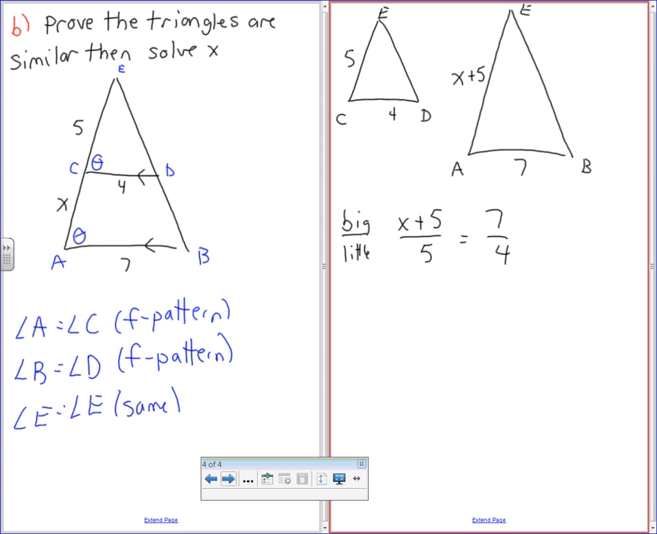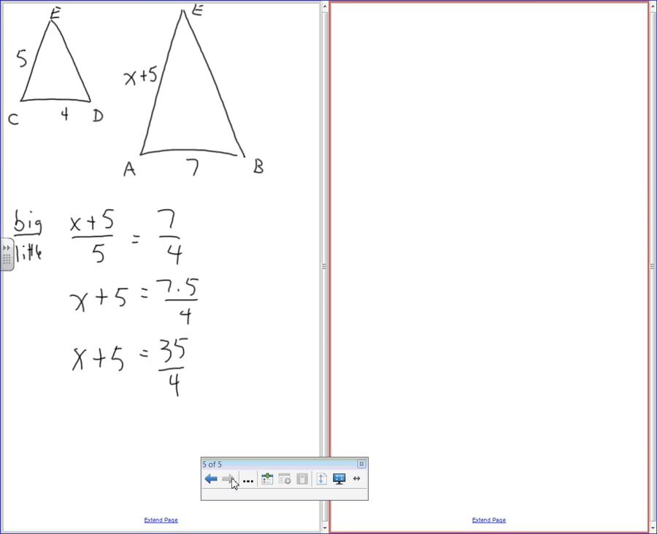Times by 5. Okay, right. So X plus 5 equals 35 over 4. I'm going to say 95% of the class that got to this point called that 8.75, so I will today too. Maybe I shouldn't. Okay. And Desiree, last step to get X by itself is? Okay, so X is 3.75.